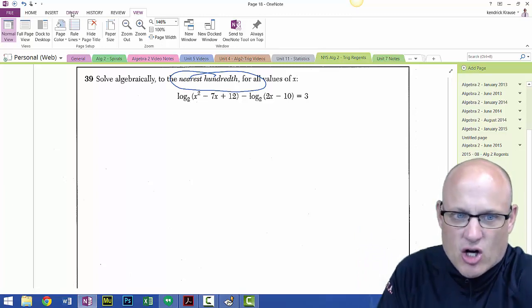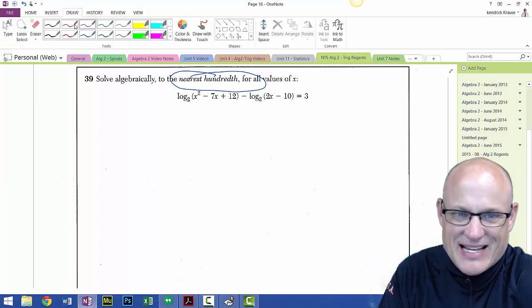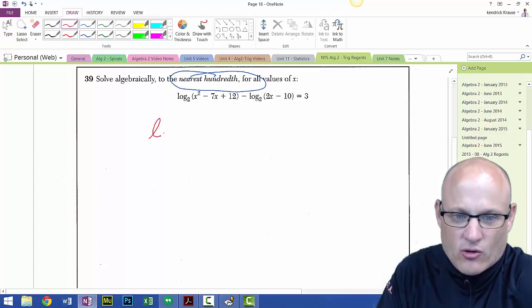In order to solve a logarithmic question, you must condense the logs to one log. So you condense them. Well, it's subtraction. Subtraction, when I condense it, becomes division.